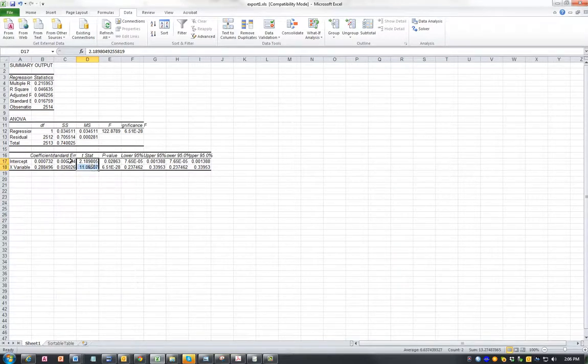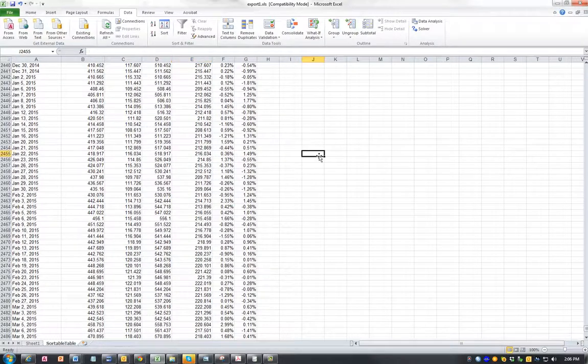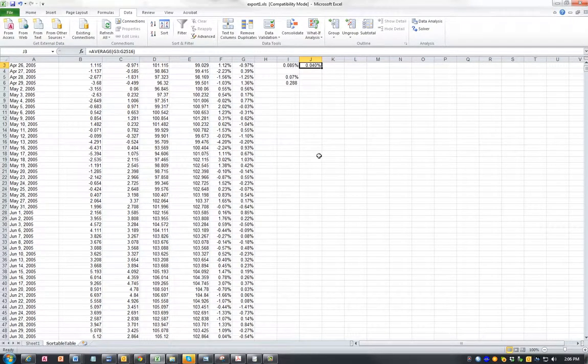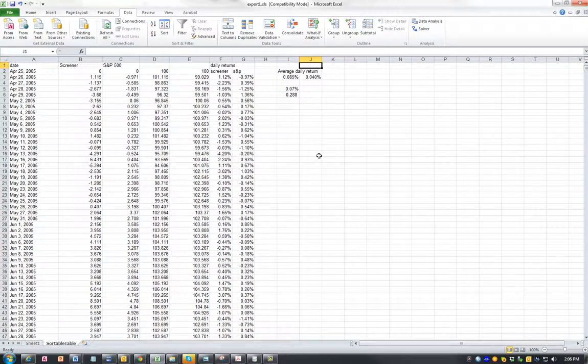And in this case, both of our intercepts and our slope are statistically significant, saying that it's unlikely that we're seeing these positive numbers by chance. And that gives us a little bit more comfort with these numbers. So anyway, that was another way to compute the alpha and the beta of the strategy.